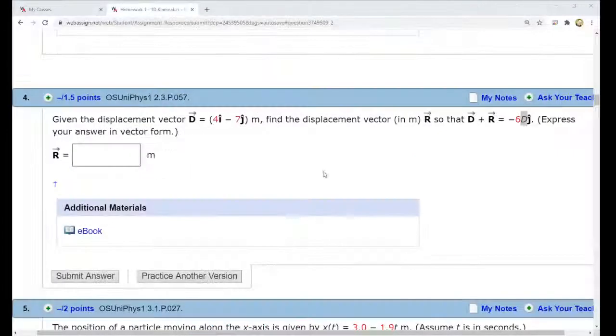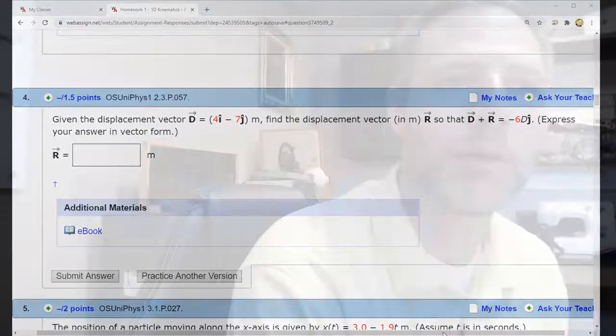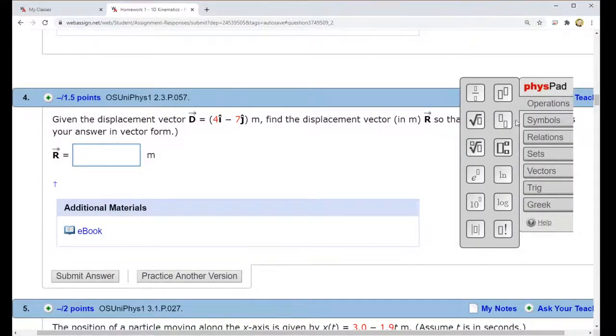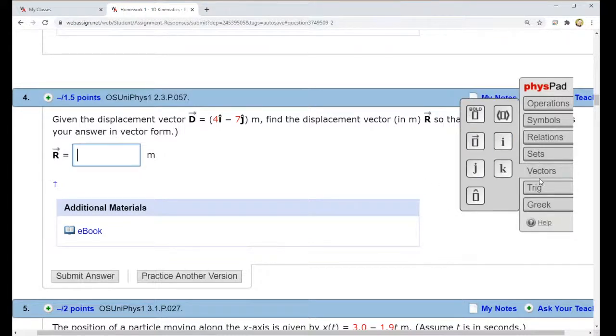Let's go to Chrome and let's see how we enter this. So this is an example of one of those. Remember I said that some of these problems on WebAssign you're going to enter your answer symbolically. So watch what happens. When I click on this box, this pop-up window comes up, and one of the things you can do is select unit vectors i, j, k.